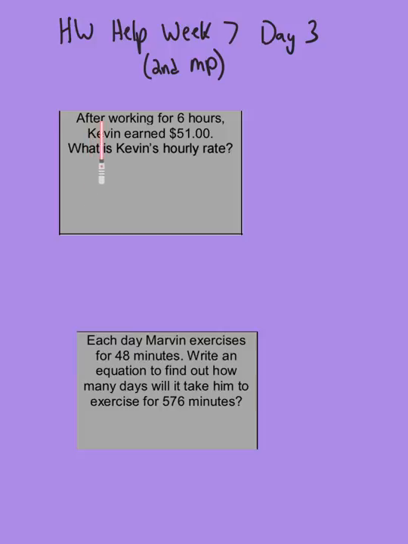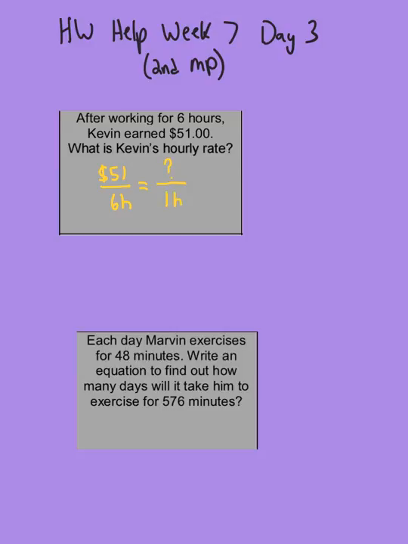So the first problem says, after working 6 hours, Kevin earned $51. What is Kevin's hourly rate? Now, hourly rate just means how much did Kevin earn in 1 hour. So I'm going to set this one up as equal rates. I'm going to start by writing 6 hours and $51. Remember, put money first, so money on top. So it's $51 for 6 hours. And we need to find out what is Kevin's hourly rate. So in other words, how much did he make in 1 hour?